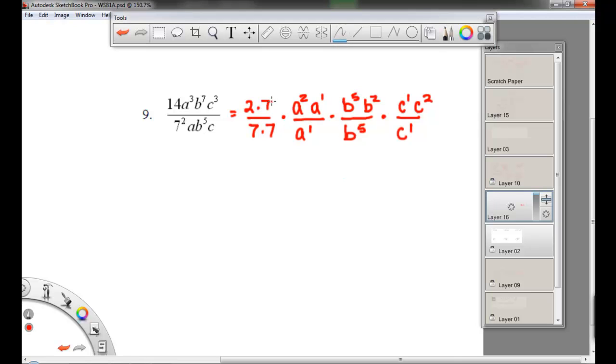Now let's go through and cancel out all my forms of 1. 7 over 7 is 1. A to the first over a to the first is 1. B to the fifth over b to the fifth is 1. C to the first over c to the first is 1. So now my final answer is, draw my division bar, 2 over 7. A squared is on top, b squared is on top, and c squared is on top. So that's our final answer to number 9.